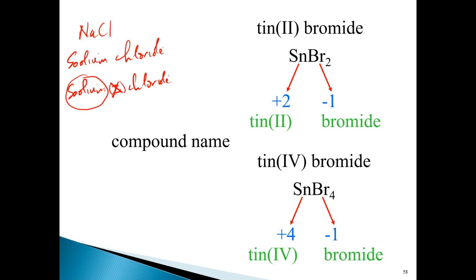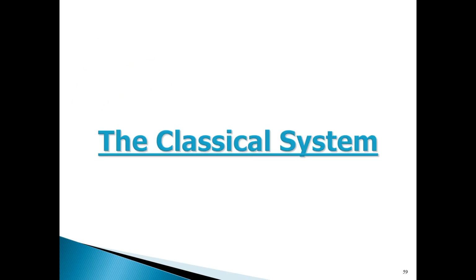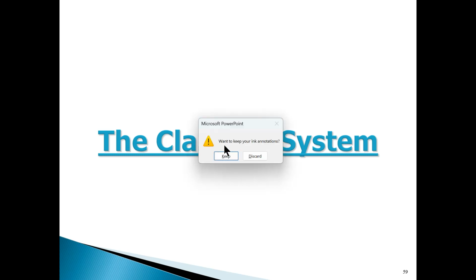Now, there's another system which I won't get into. I don't think it's necessary for you guys to learn about this. It's called the classical system. This is something I definitely won't get into, so you don't need to know about it. Okay, so what I'm going to do here is stop this video at this stage, and then we're going to move on to discussing naming polyatomic ions.